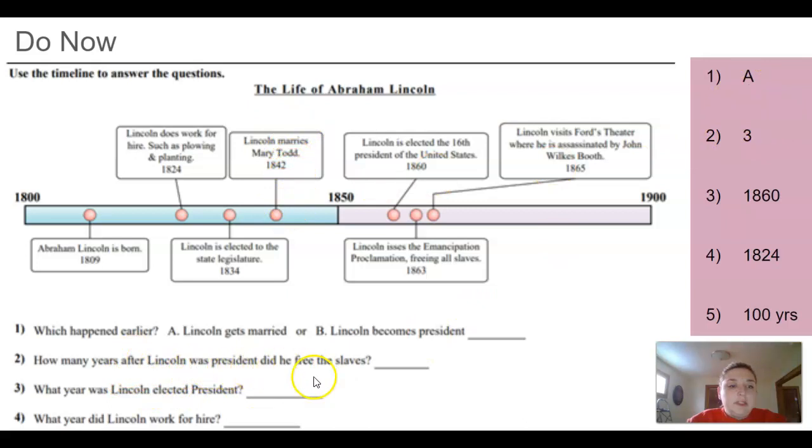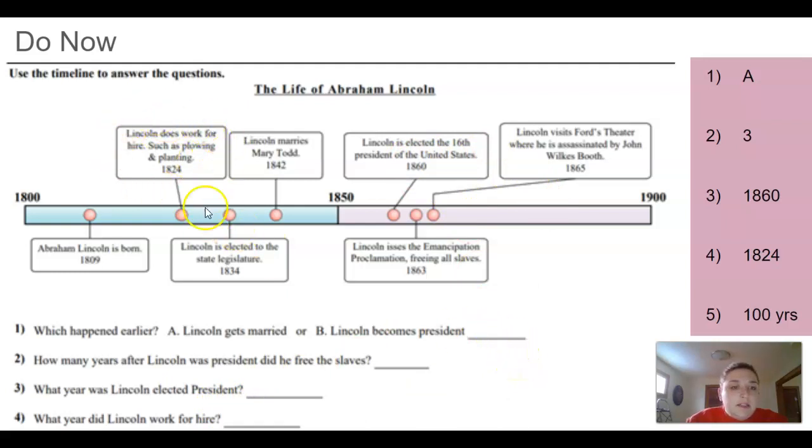How many years after Lincoln was president did he free the slaves? So we say, looking here, Lincoln's elected 16th president in 1860. He issues the Emancipation Proclamation, freeing all slaves. So that is 3 years. 3, what year was Lincoln elected president? We see 1860.